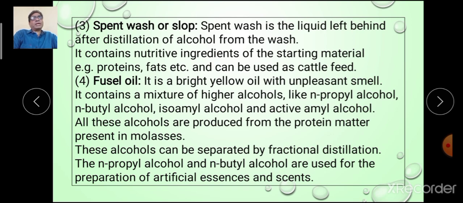It is a bright yellow oil with unpleasant smell. It is collected at the bottom. It contains a mixture of higher alcohols like normal propyl, normal butyl, isoamyl, and active amyl alcohols. All these alcohols are produced from the protein matter present in the molasses. And these alcohols can be separated by fractional distillation. Out of these, normal propyl and normal butyl alcohols are used for the preparation of artificial essence and scents.